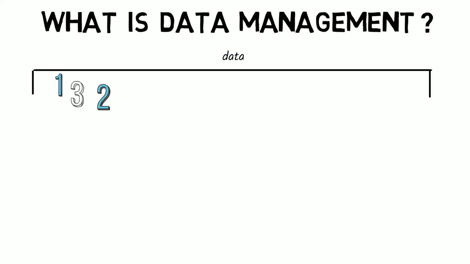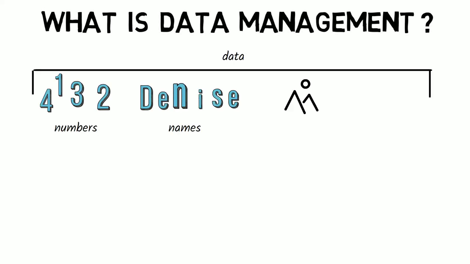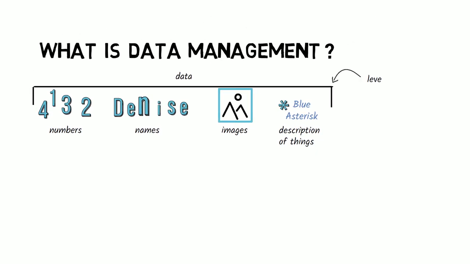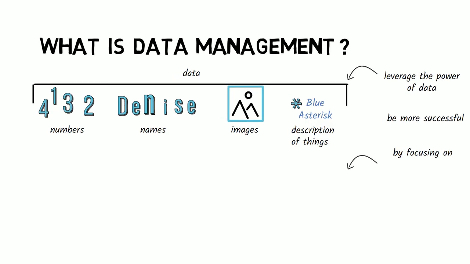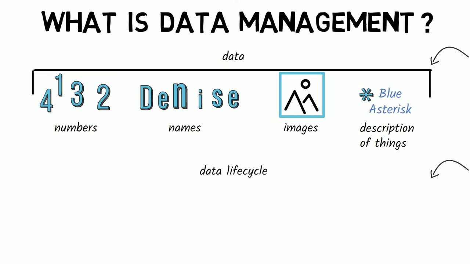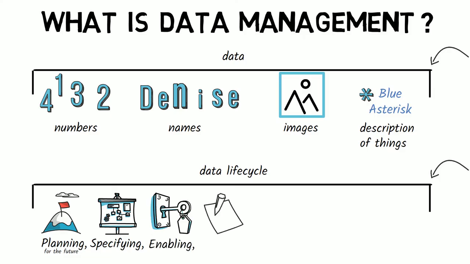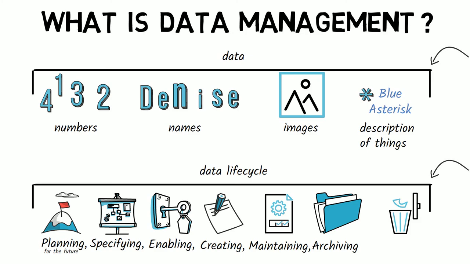Data can be anything from numbers, names, images, or even a description of things. To leverage the power of data, reach your goals, and be more successful, you need to keep the data in good shape. You can accomplish this by focusing on the following elements of the data lifecycle: planning, specifying, enabling, creating, maintaining, archiving, and finally, deletion.